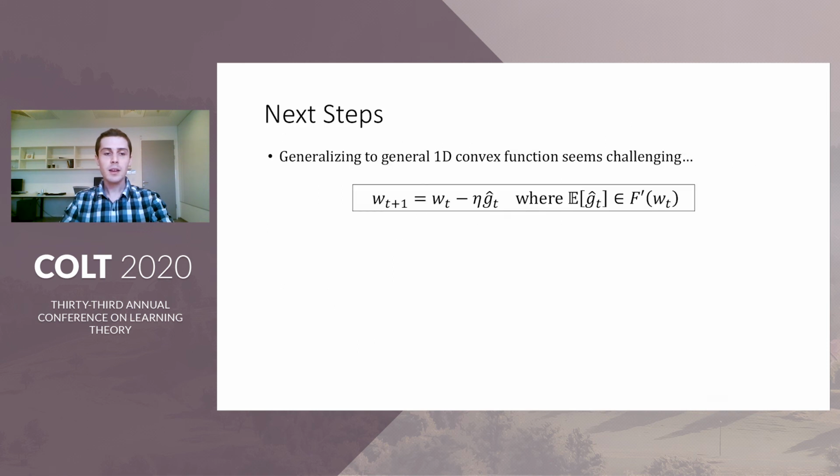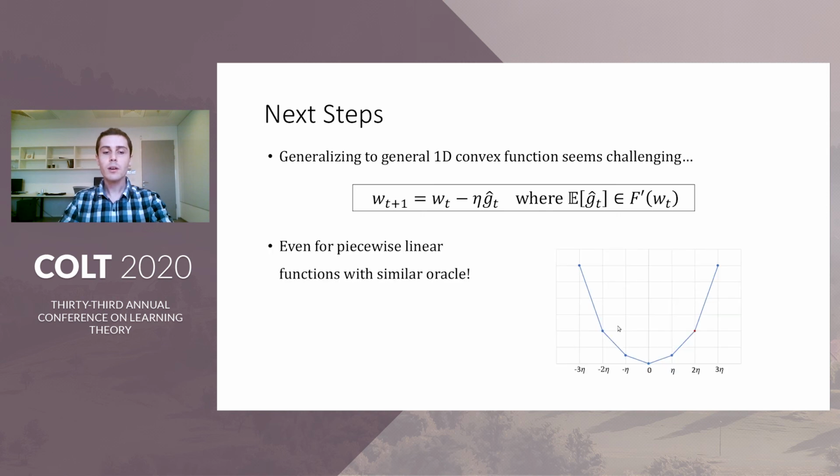Well, this analysis seems challenging to generalize to a general 1D convex function with any oracle. Moreover, even for a piecewise linear function with the same oracle, this sort of argument does not seem to be enough. And all of this is just in the one-dimension case, not in any constant dimension. So it would be interesting to do even more. And that's all the time I have, so thank you for your time.